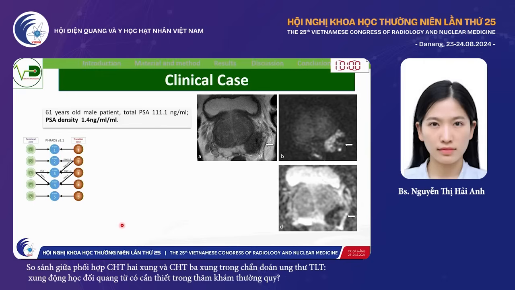And I would like to close my presentation with a clinical case. It's a 61-year-old patient with a very high PSA density of 1.4. On imaging, we found a lesion in the left peripheral zone with an irregular border, very bright on DWI and hypointense on ADC. What PI-RADS score would you give for this lesion? It's easy to give PI-RADS 5 for DWI and PI-RADS 5 for the total. The pathological result of this patient is an adenocarcinoma.